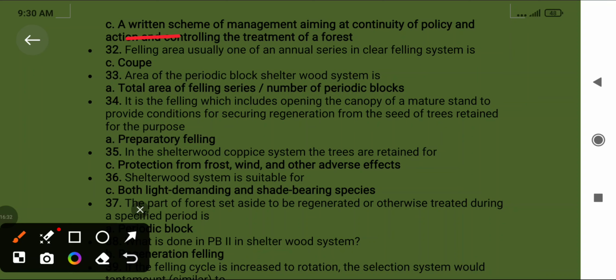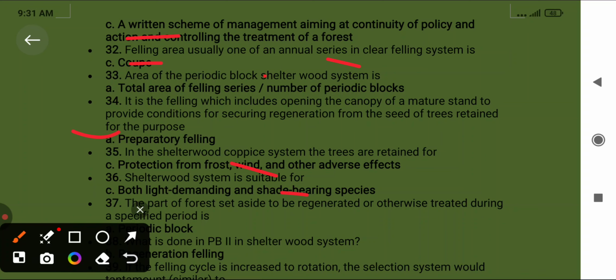Felling area, usually one of an annual series in the clear felling system, is the coupe. The area of the periodic block in the shelterwood system is the total area of the felling series divided by the number of periodic blocks. It is the felling which includes opening the canopy of a mature stand to provide conditions for securing regeneration from the seed of trees retained for the purpose.